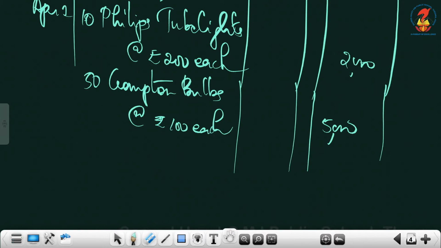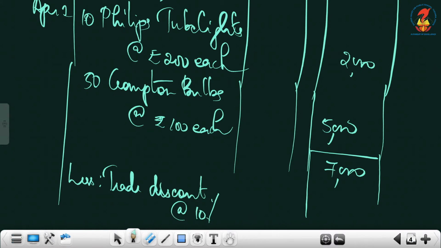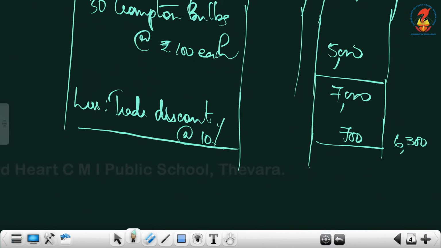Yeah, items are over. Then next is less trade discount. So before that you have to draw a small line here in the details column. Write the total in the details column itself. Then you write less trade discount at the rate of 10%, that is 700, and draw a small line here in the details column and write the final figure in the amount column, that is 6300. This line must be on the same line, these two lines.